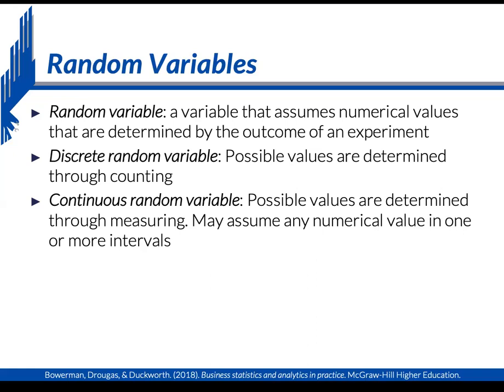The other kind of random variable is a continuous random variable, whose possible values are determined through measuring. And since we measure the variable in order to determine the value, the value of the variable can be any number in one or more intervals.